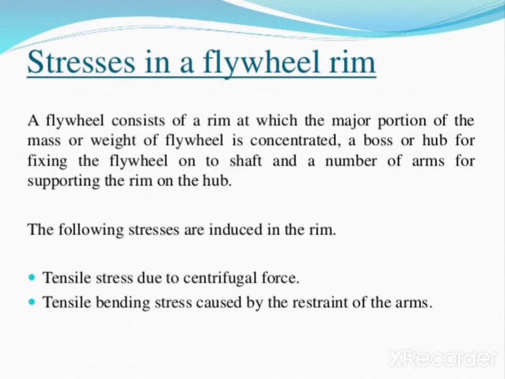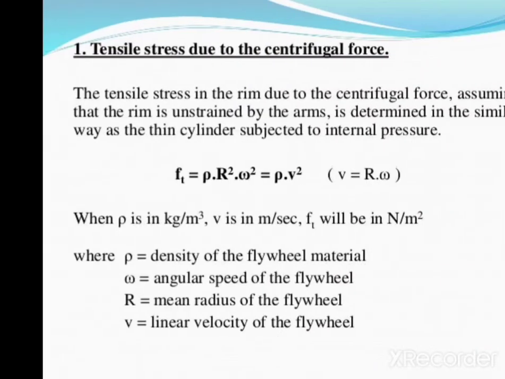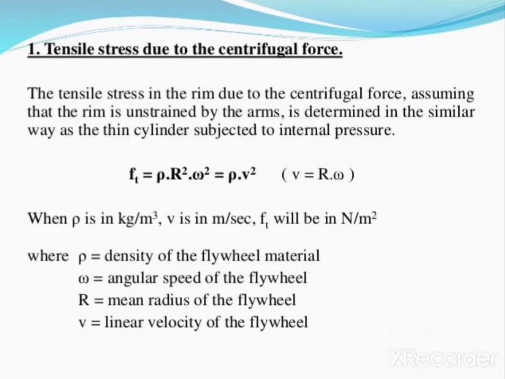We will see which stresses are induced in the rim. There are two stresses induced in the rim. They are tensile stress due to centrifugal force and tensile bending stress caused by restraint of the arms. Tensile stress and tensile bending stress are experienced by the rim due to centrifugal force and due to restraint or resistance of the arms. We will see both one by one.